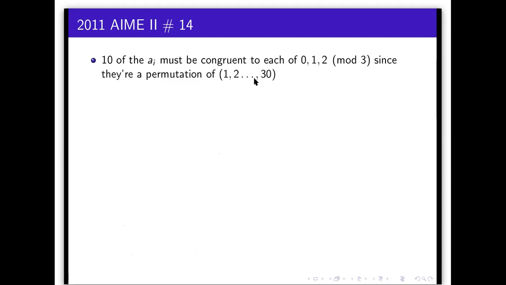So now 10 of the AI have to be congruent to 0, 10 are 1, and 10 are 2 mod 3, because they have to be a permutation of 1 through 30. So this gives us 3 factorial ways to choose the residues mod 3. You can either make A1, A4, A7, and so on, all 0, 1, or 2 mod 3, and then you have 2 choices for the other 2.